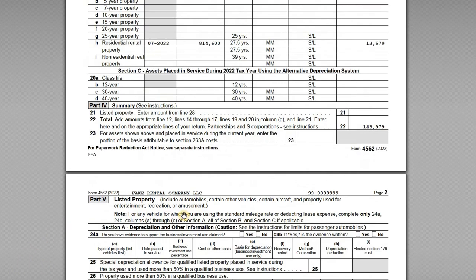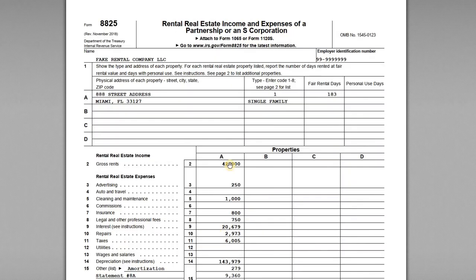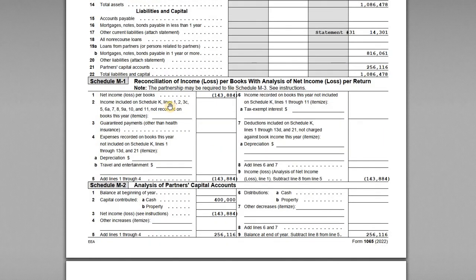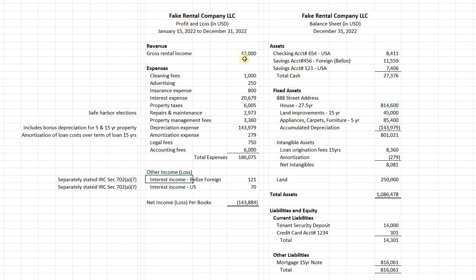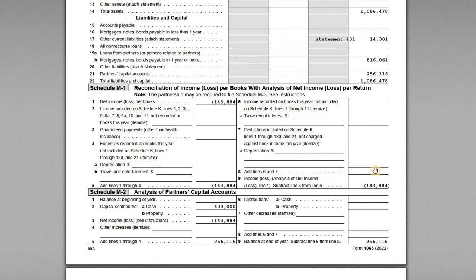All right, if I go back to the M1 and M2, just cover these very quickly here. So Schedule M1, reconciliation of income or loss per books with net income or loss per return. So net income or loss per books is the 143,884, right? That reconciles with our profit and loss here for books, right? 143,884. And then you would have any book tax adjustments in arriving at your net income or loss per return, if there were any. In our case, we have a pretty straightforward return, right? We don't have any book tax adjustments per our return.